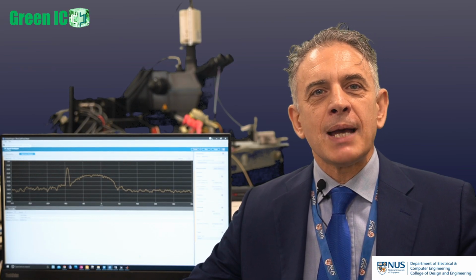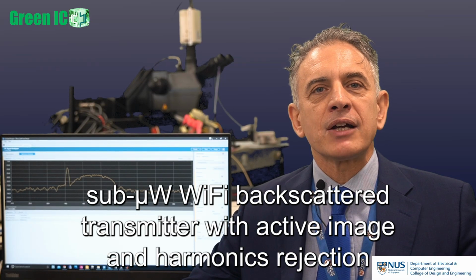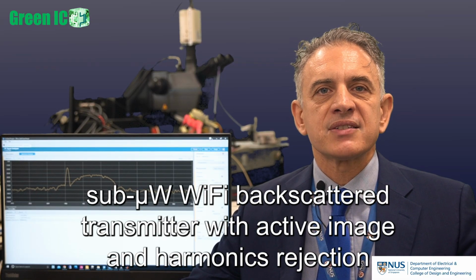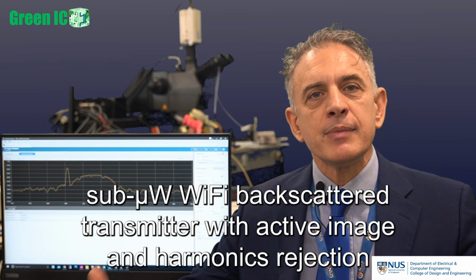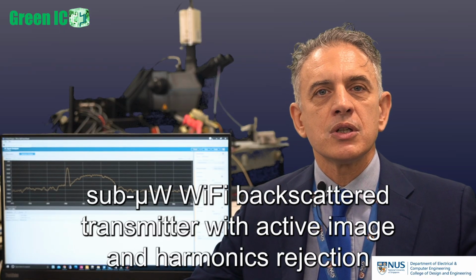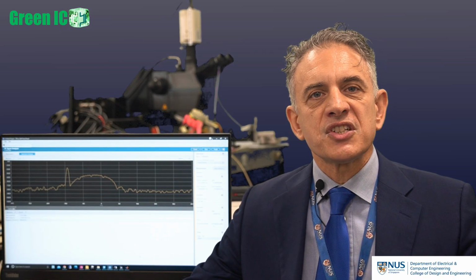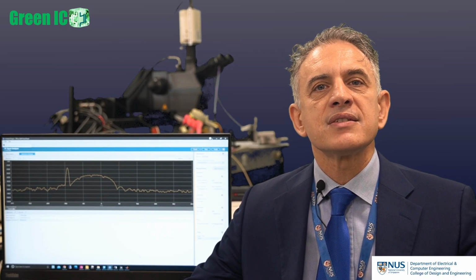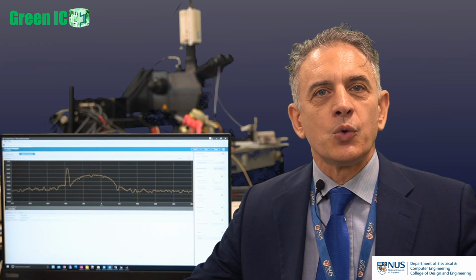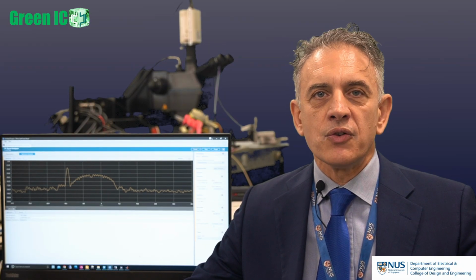In this video, we are happy to share about the first sub-microwatt fully integrated Wi-Fi backscatter transmitter with active image and harmonics rejection, which cleans its frequency spectrum as necessary in common dense wireless environments. Riwan will now share the details of the innovation introduced in this chip.